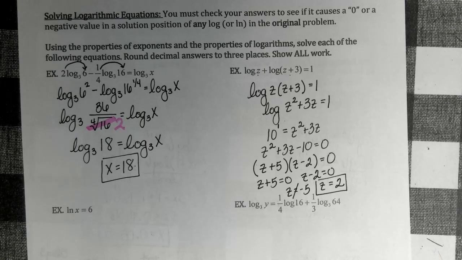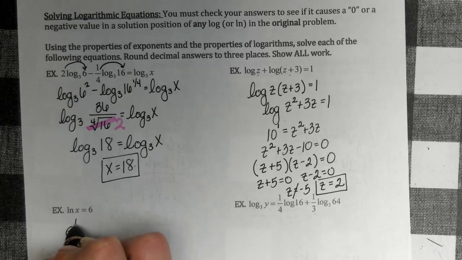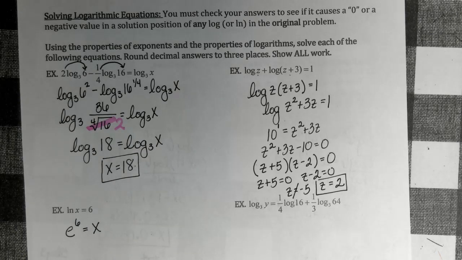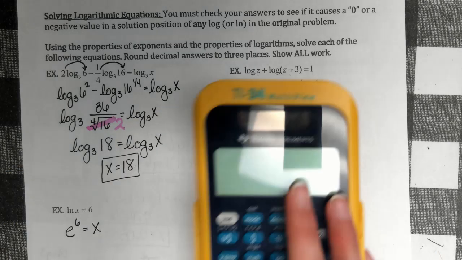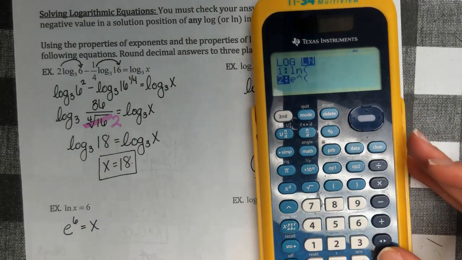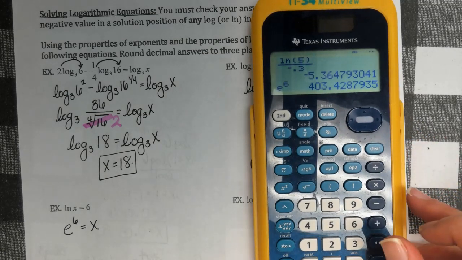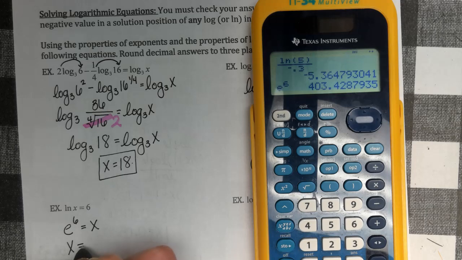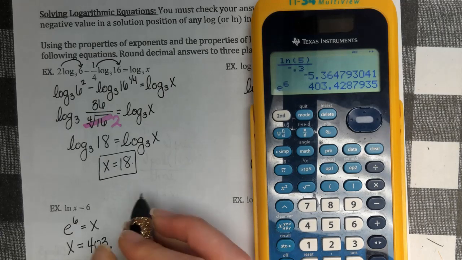The next example, I have no extra work to do. How do I solve that? E to the 6 equals x. Put in exponential form. Natural log has a base of e. Log base solution equals exponent. E to the 6 equals x. So, in your calculator, go to natural log, go down to e to the 6. So x equals 403 point.